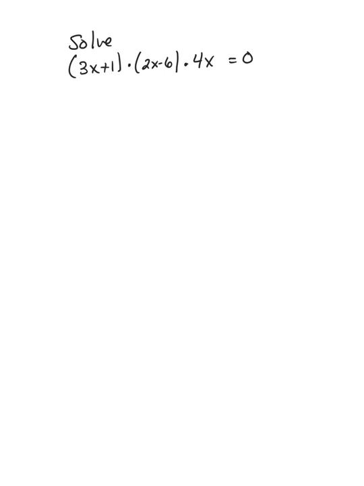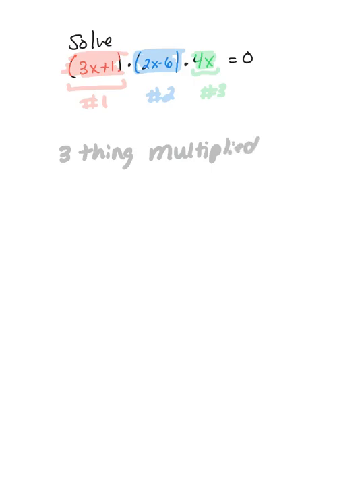Our last example for today, we're supposed to solve this equation. And what I want you to notice with this equation is we have three things that are grouped together. So this is our first thing, number 1. And then there's this next thing, which is 2x minus 6. That's number 2. And then we have a third thing in a row, and this is 4x. So what we're seeing here is we have three things being multiplied together, and their product is 0. This tells us to use the 0 product property.